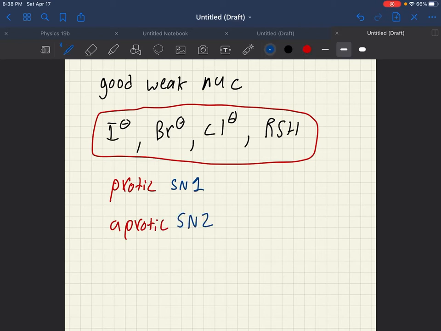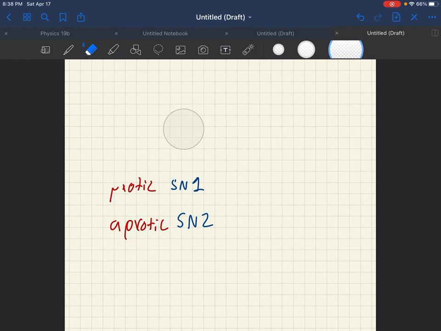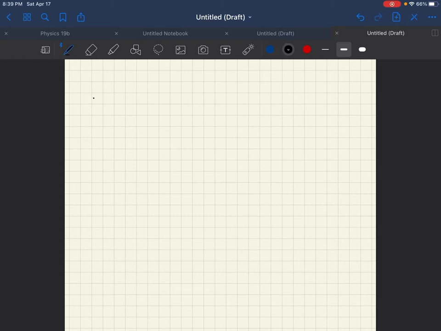Now that we have those rules under our belt, let's take a look at some practice problems, so we can hammer these concepts into our heads. Let's say we're given a compound that looks like this right here.